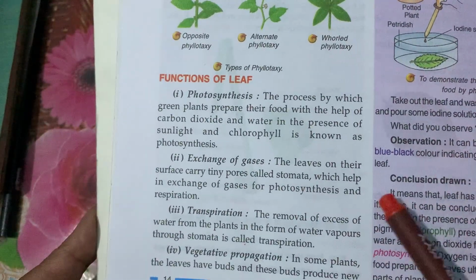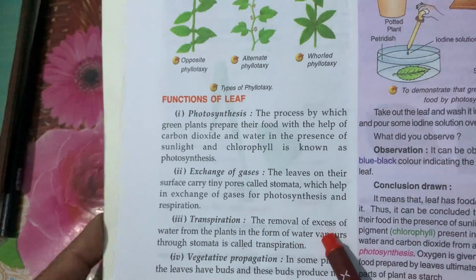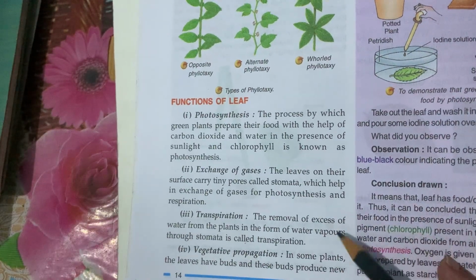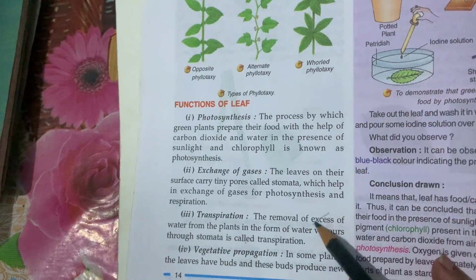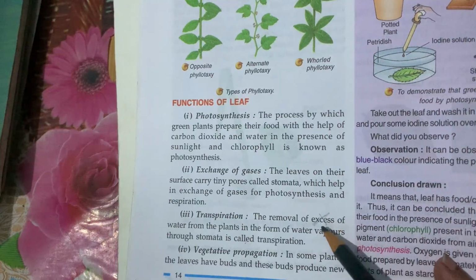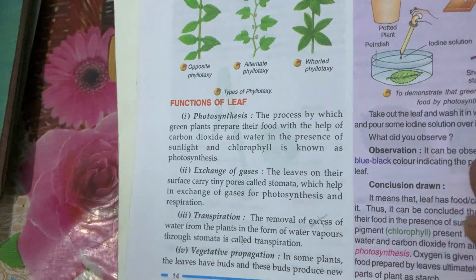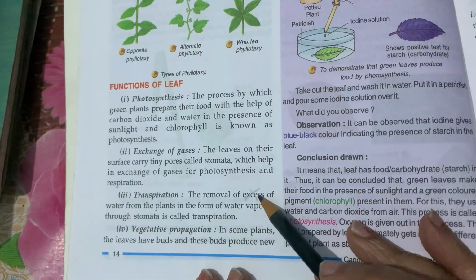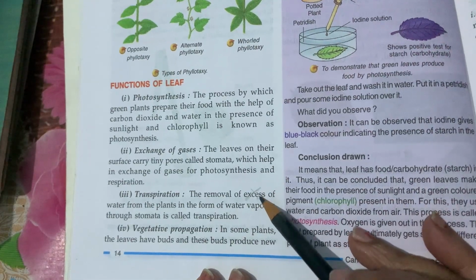Now when we ask about transpiration, in your book it says "removal of excess", but the word excess should not be there. You know, if you do not water a tree, it will dry up completely, so the word excess will not come in. In most books, excess is mentioned, but it is wrong. It should not be there.